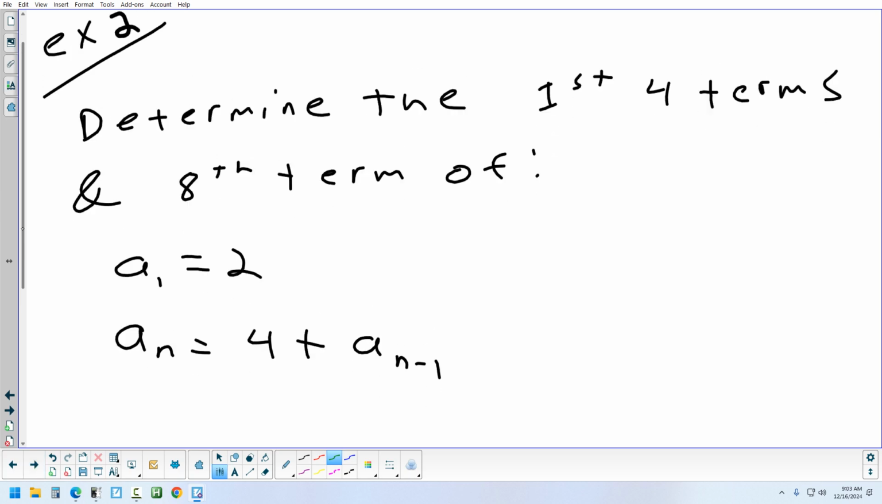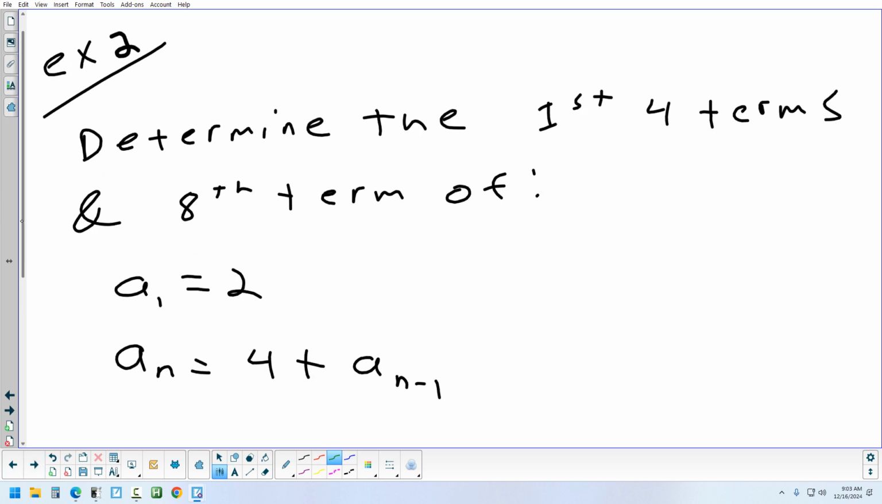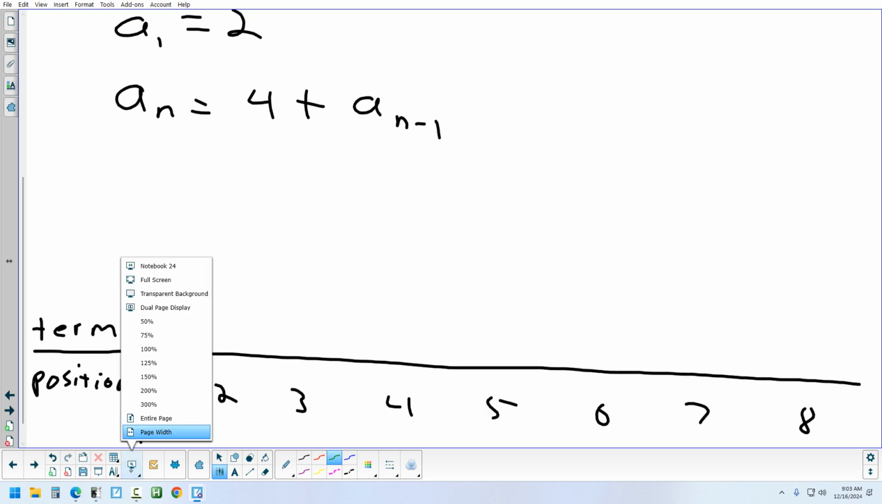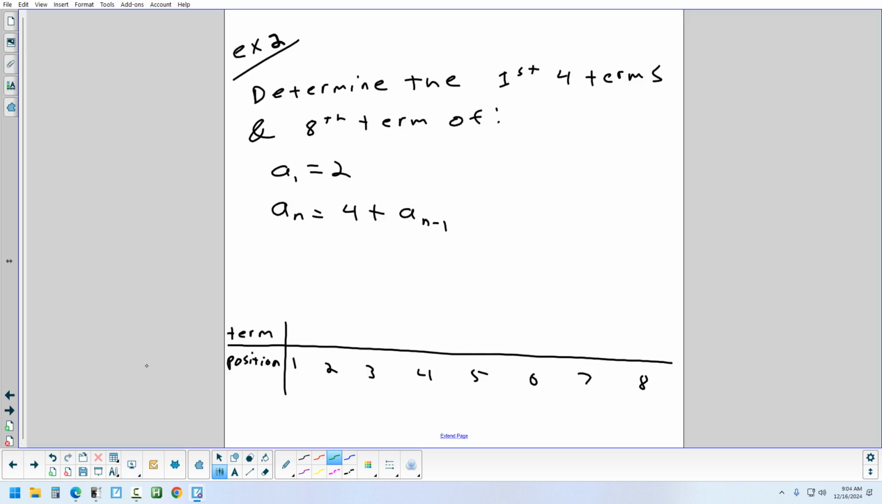All right, so this example says determine the first 4 terms and the 8th term. Is this one explicit or recursive? Recursive, all right? So that means if they want the 8th term, we need the 7th, the 6th, 5th. We got to go all the way back. All right, so what I've done is I made a chart where I have the position, and then I'll fill in the term.